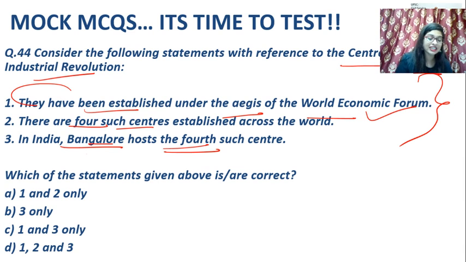Yes, Atul is saying D. Ankur is going with B, only 3. Wow, that's a good option, Ankur. You have made a good option.